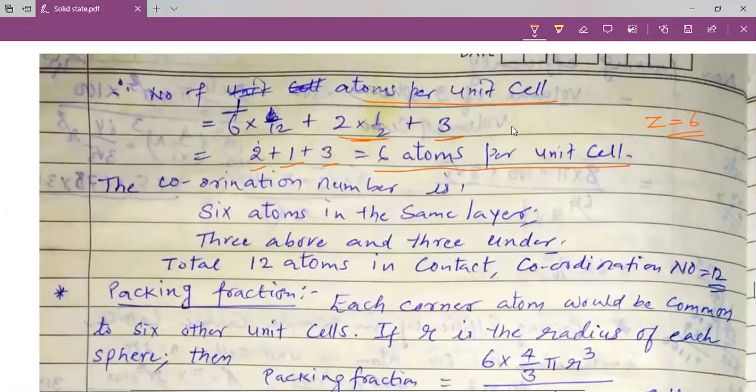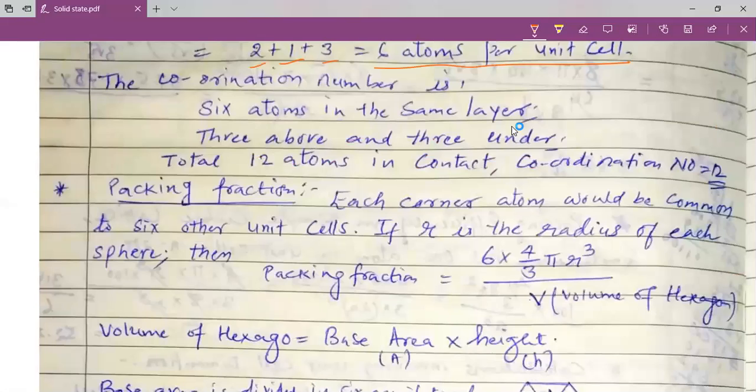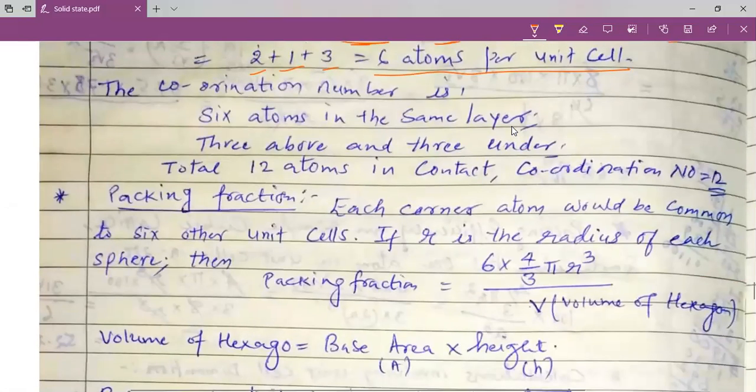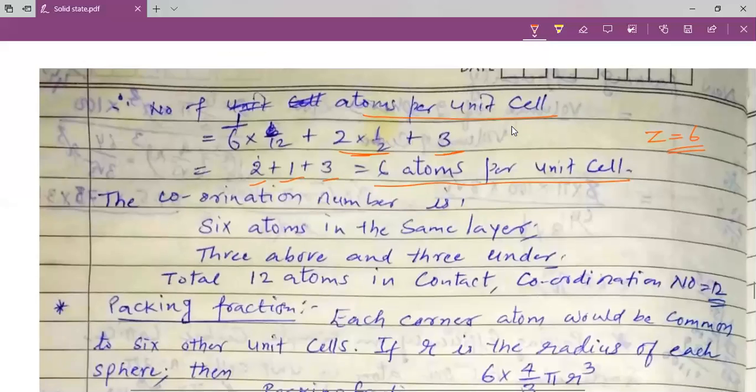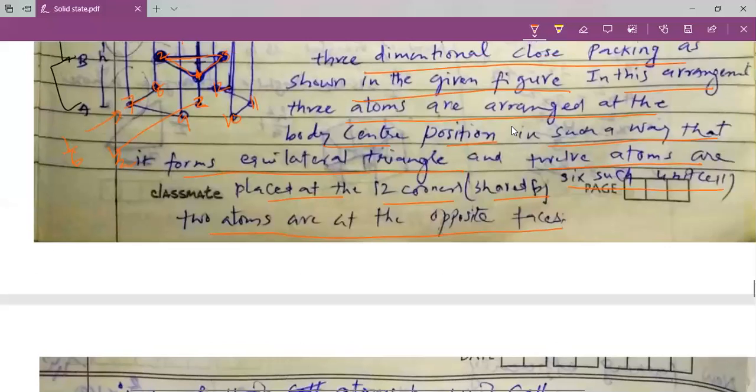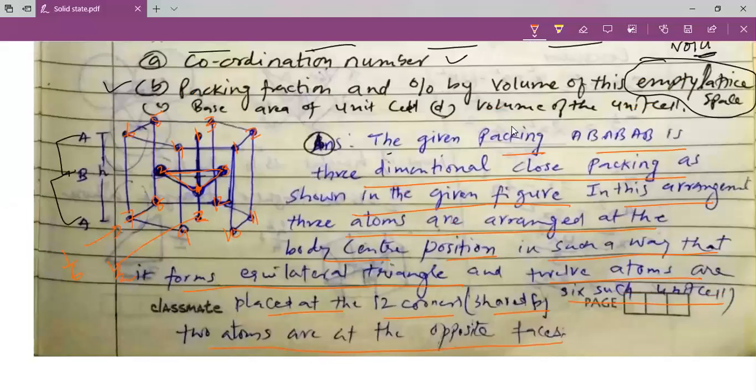The coordination number is 6 atoms in the same layer, 3 above and 3 under. Total 12 atoms in the contact. So coordination number is equal to 12. Now this is what you need to understand here, my dear students. Actually, whatever I have shown, they are the big spheres, and as they are the big spheres, we need to understand their layering very well.